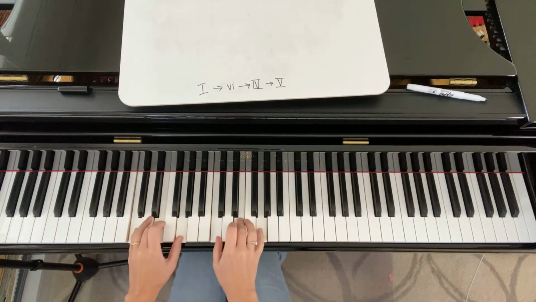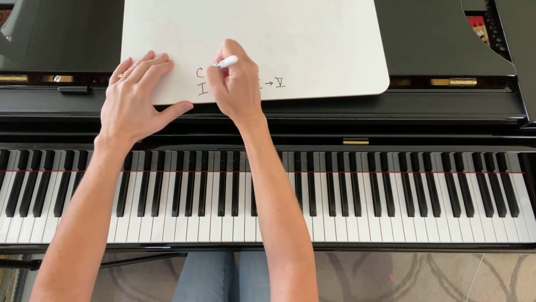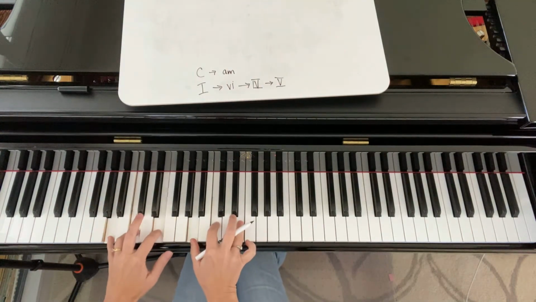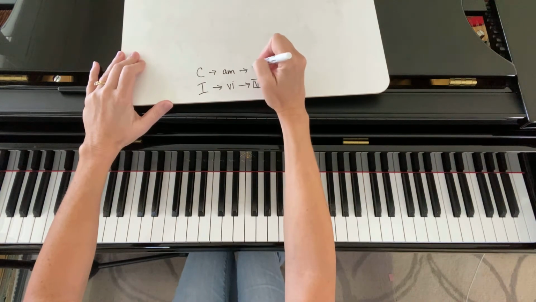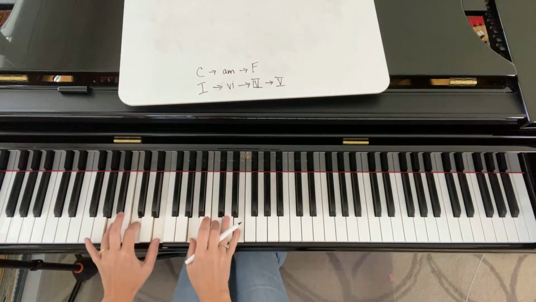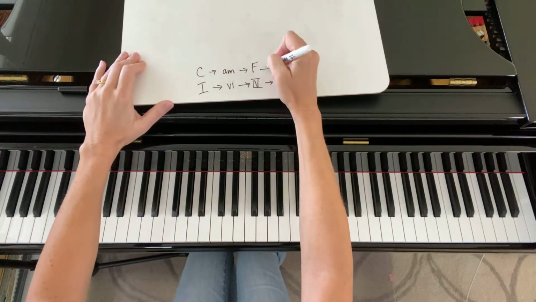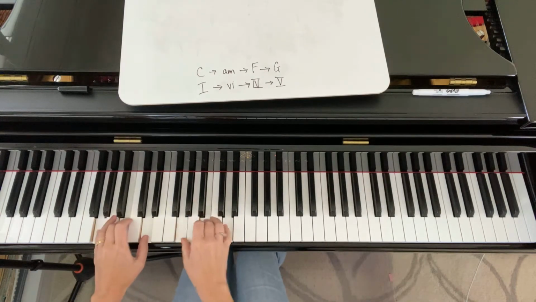From 1 to 6, and in the key of C, that means going from C to A minor. They have 2 out of the 3 notes in common. From the 6 to the 4, they again have 2 of the 3 notes in common, A, C, E, F, A, C. And then again from 4 to 5, just a natural step up.